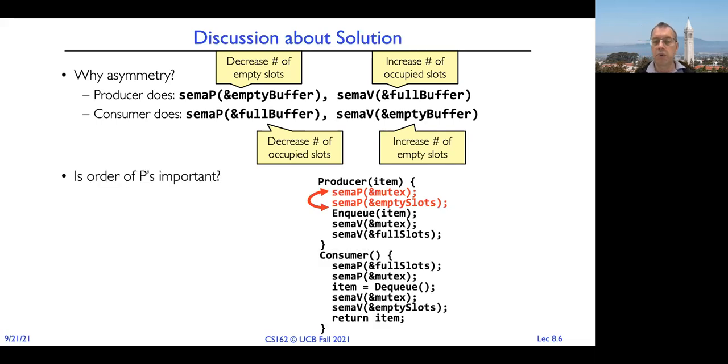So now this is a question for you. You remember in the original code, let me just move this, the producer first calls semaphore P on the empty slots and then on the mutex. Now, is that order important? That's a question for the class. So looking forward to your answers.